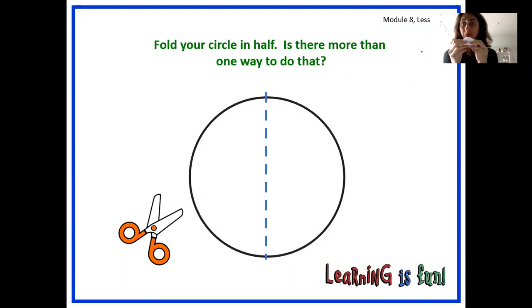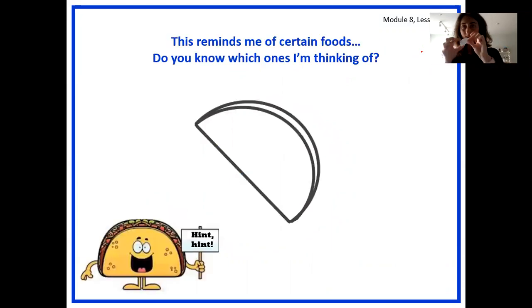Sure. I mean, you can spin it all around, but at the end of the day, it's always going to fold like what? This reminds me of something. Does this remind you of something? What am I thinking of when I do like this? Oh, yep, it looks like a taco.